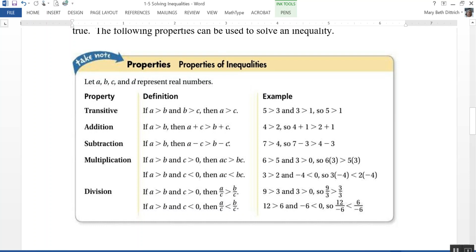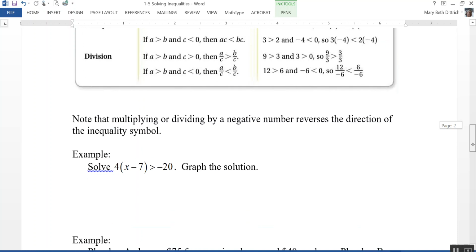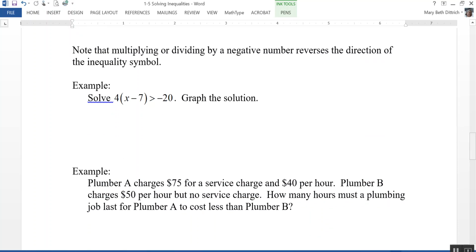With multiplication, I can multiply both sides of an inequality by a number. If that number is positive, the inequality symbol stays as it was before. However, if the number I'm multiplying by is negative, so for example C is less than 0, then notice the inequality symbol flips. Same thing for division. I can divide by the same number on both sides. If the number I'm dividing by is positive, the inequality symbol remains the same. If the number I'm dividing by is negative, then you have to flip that inequality symbol. Notice that multiplying or dividing by a negative number reverses the direction of the inequality symbol. So let's take a look at a couple examples here.